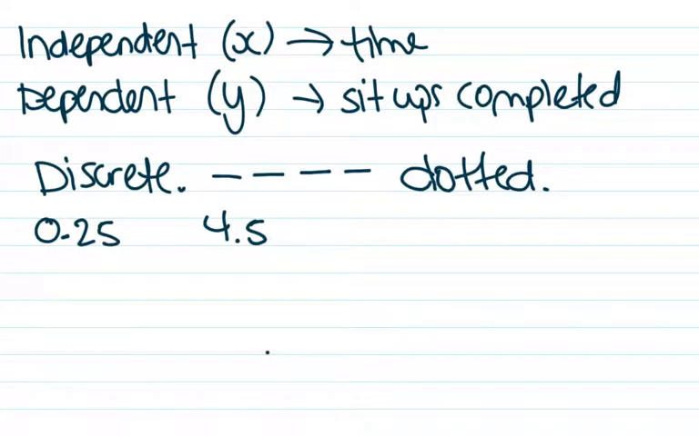And then on the y-axis, let's go up by 5s. And the highest number in the chart is 91, so let's just go up to 100. Okay, so let's make our graph here. I'm just going to draw this.